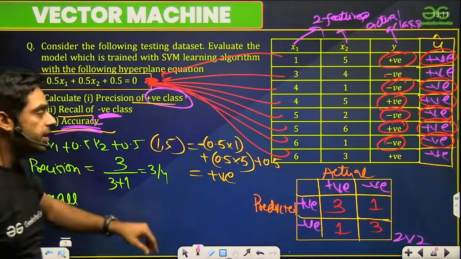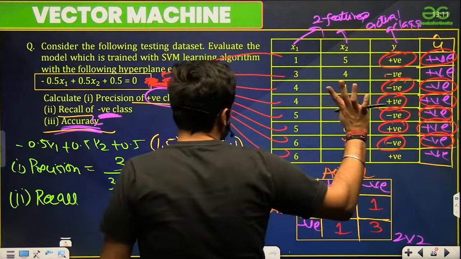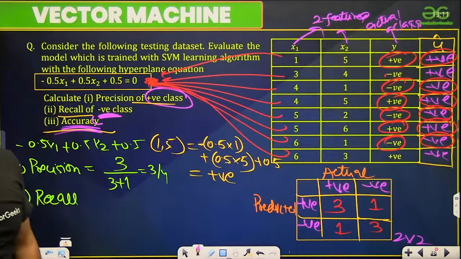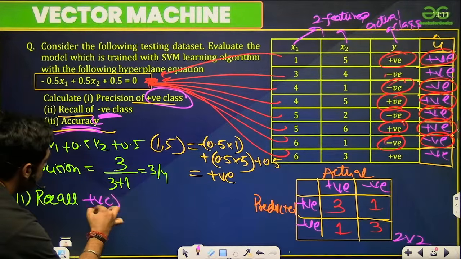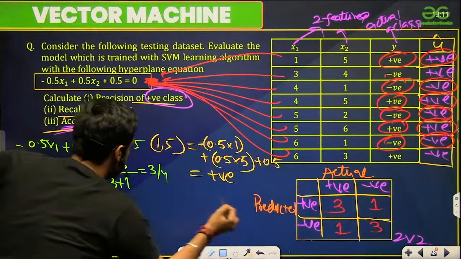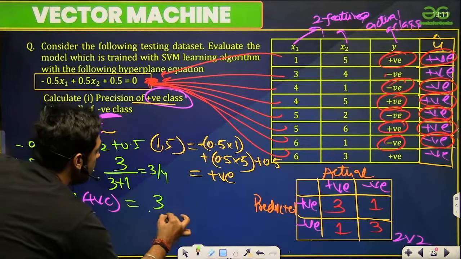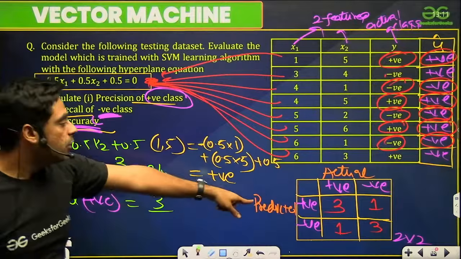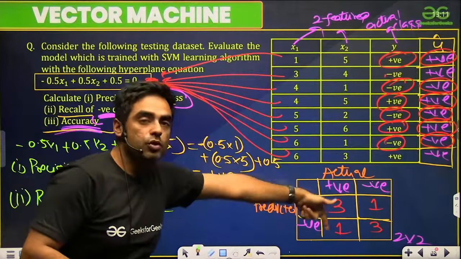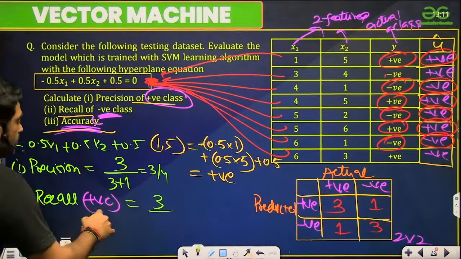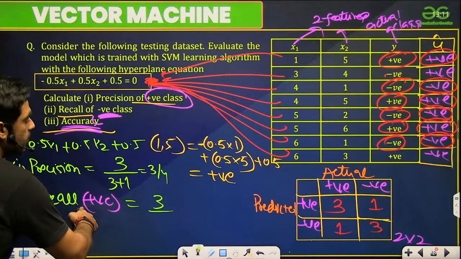See, what exactly is the recall of positive class? First, let me know how to calculate recall of positive class. What is the formula? True positive upon actual positives. This is the recall of positive class.